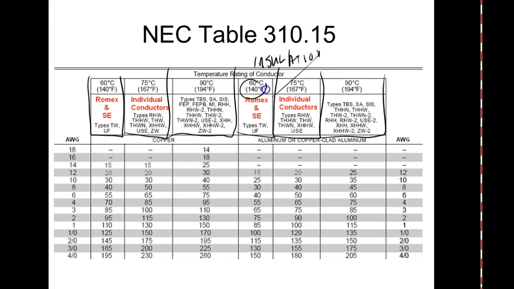Now this temperature is not operating temperature. That is the temperature that the insulation is designed to safely operate at. But you can see what they've done with a 14 gauge wire: they've rated it at what? 15 amps, unless I use this type of insulation. If I use this type of insulation, I can run it at what? 25 amps. So what they've done is they derated this for the worst case scenario.